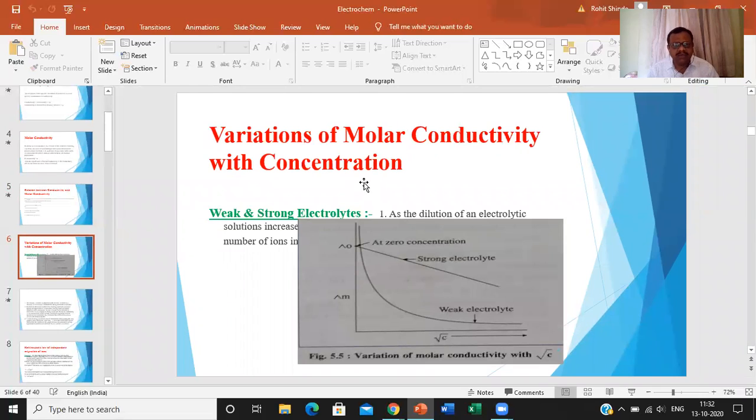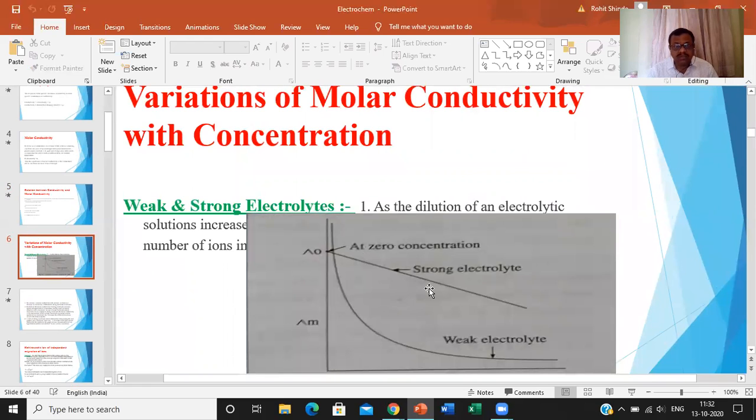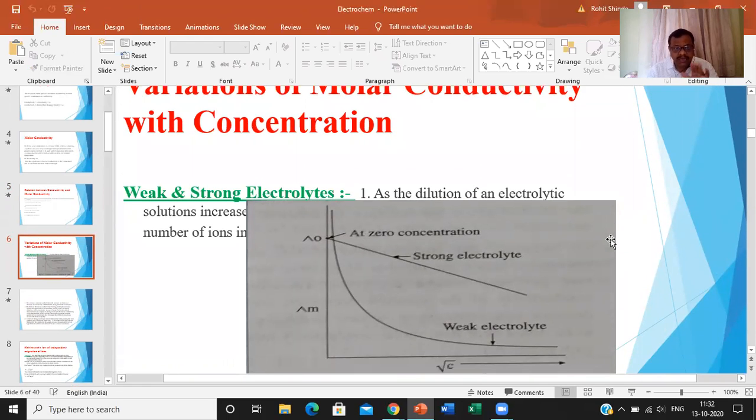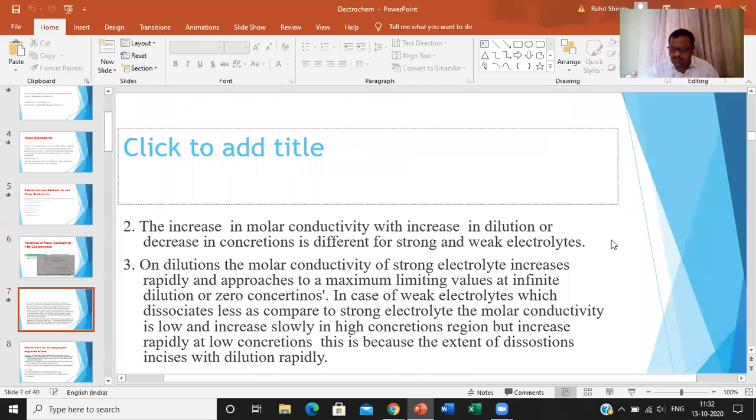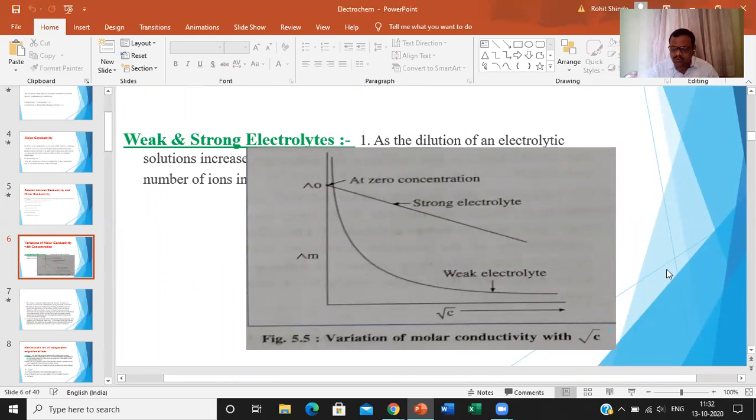Variation of molar conductivity with concentration. There are two types of electrolytes, weak electrolytes and strong electrolytes. As the dilution of electrolytic solution increases, the dissociation of electrolyte increases. Hence, the total number of ions increases and hence the molar conductivity increases.